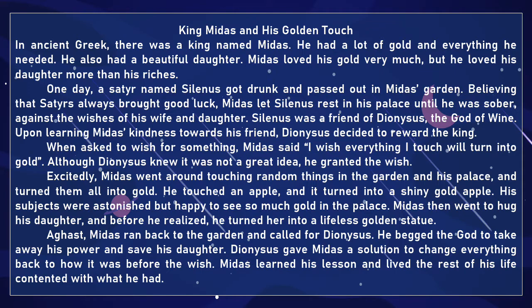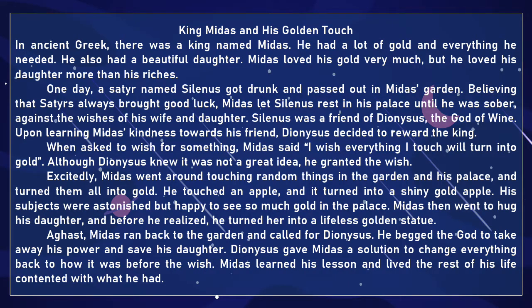One day, a satyr named Silenus got drunk and passed out in Midas' garden. Believing that satyrs always brought good luck, Midas let Silenus rest in his palace until he was sober, against the wishes of his wife and daughter. Silenus was a friend of Dionysus, the god of wine. Upon learning Midas' kindness towards his friend, Dionysus decided to reward the king.